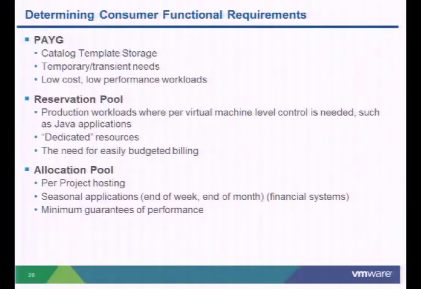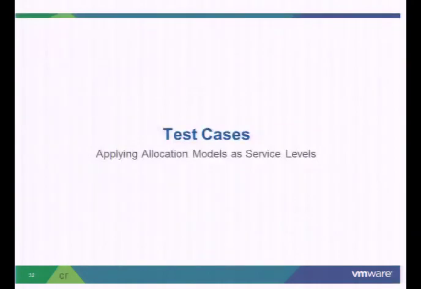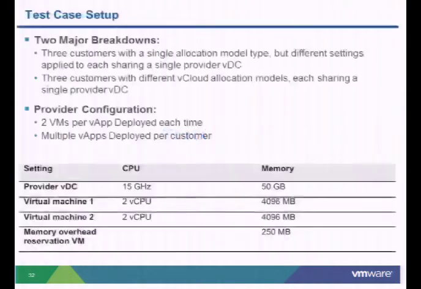So what we did is we took use cases, yes, test cases. This is a couple of slides. We built an environment, and Rawlinson and I said, well, let's put some of this to practical use and see what this means. So this was our provider. We had 15 gigahertz of CPU and 50 gigabytes of memory. We had a vApp template that was a 2x4, 2 CPUs and 4 gigs of memory, and with that configuration, each VM also has a 250 megabyte reservation.